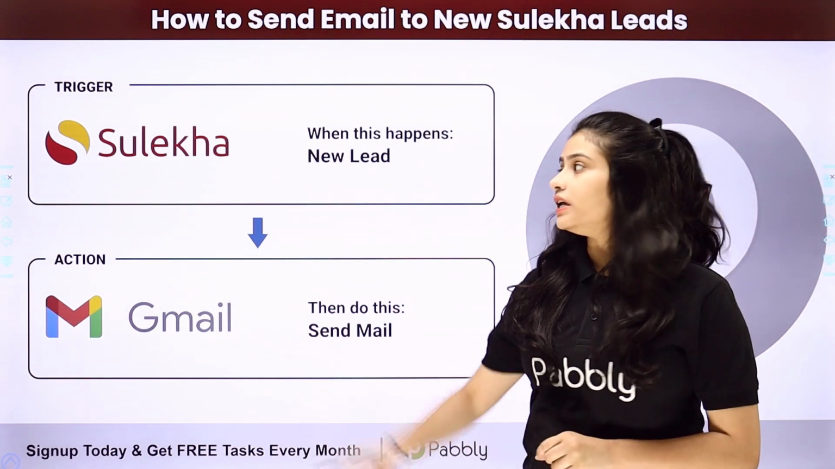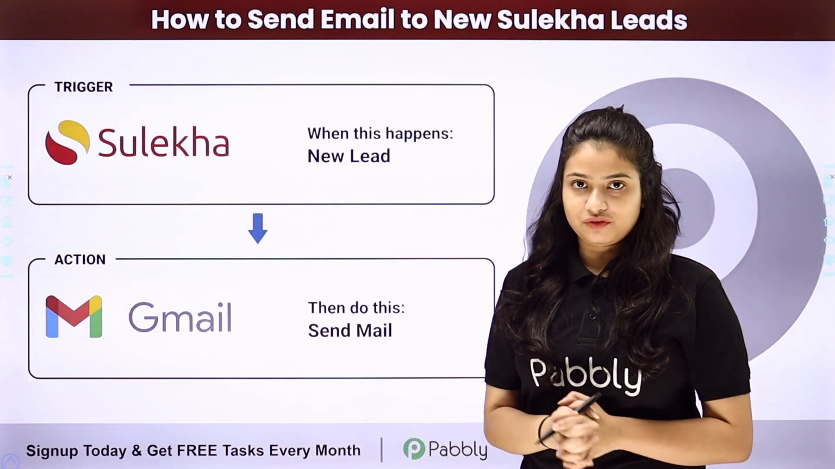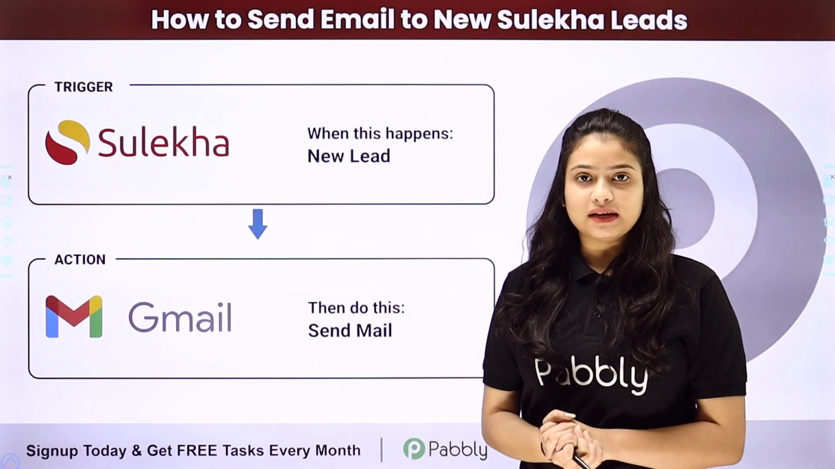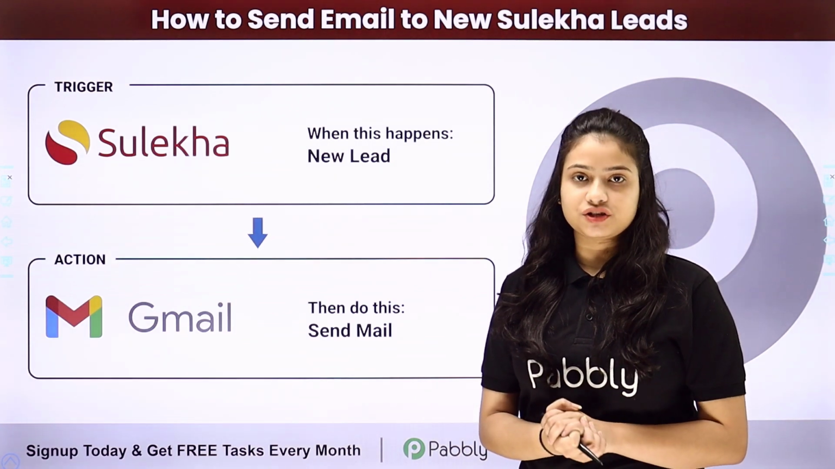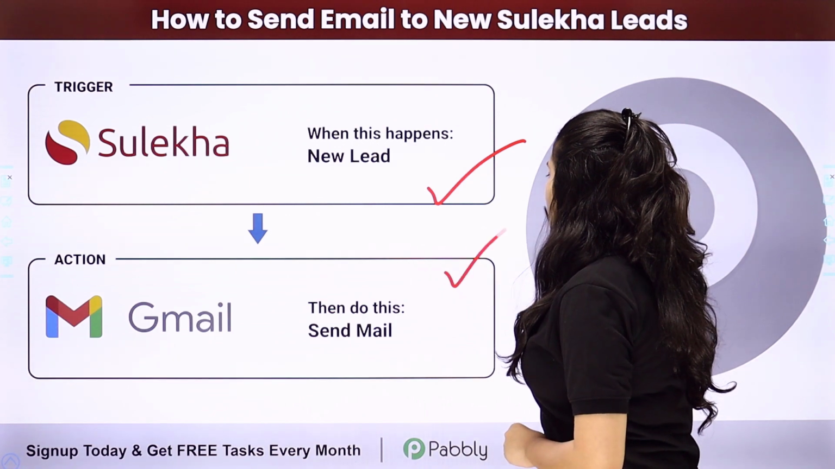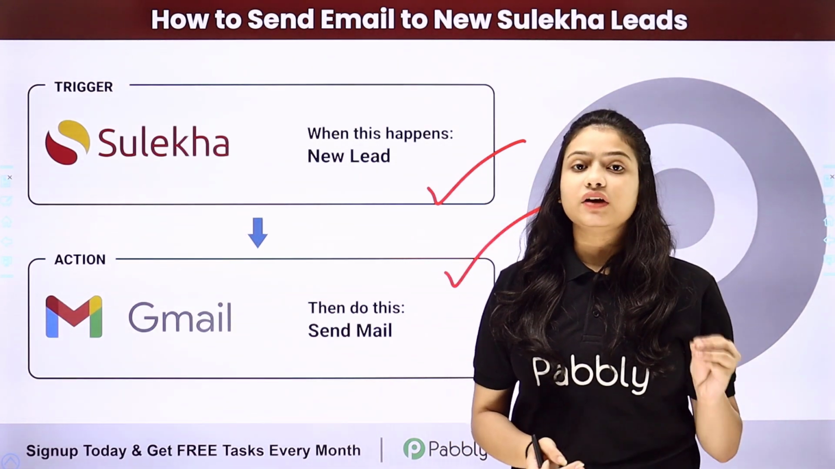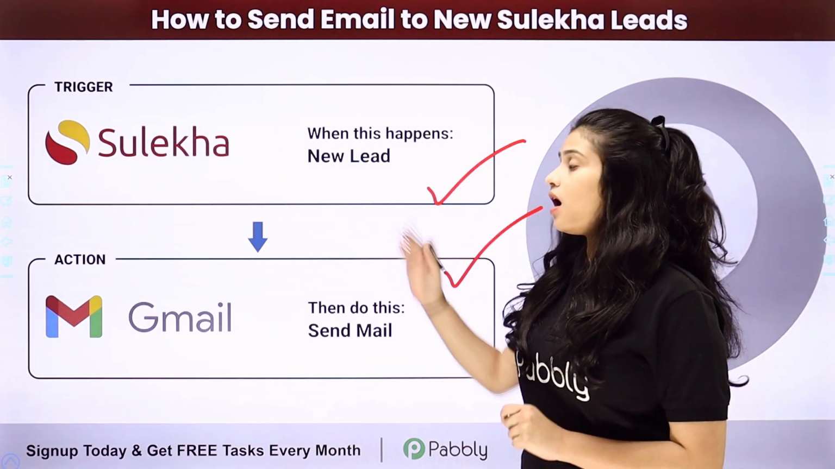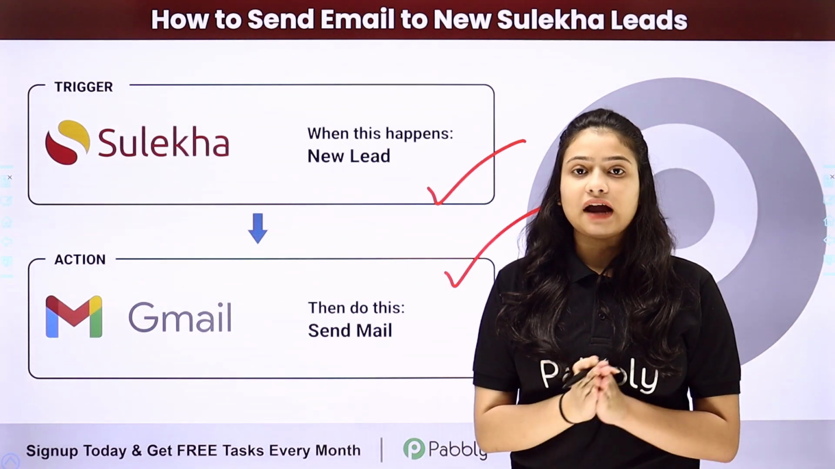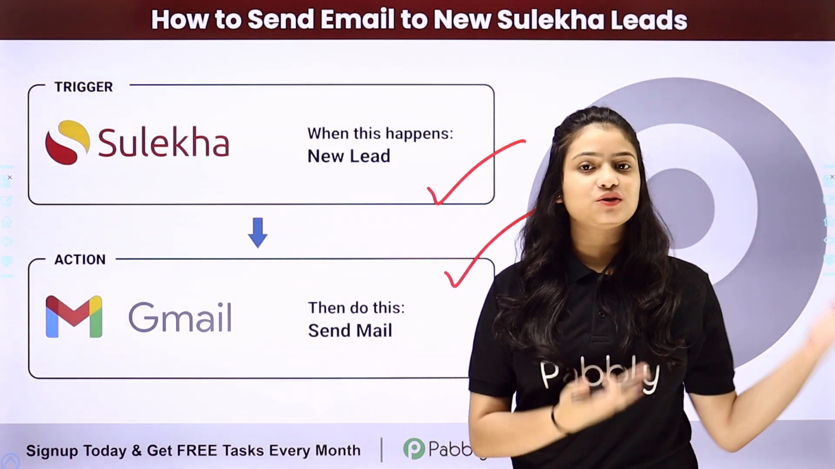For that we will have to integrate Sulekha with Gmail, and because they do not have any kind of native integration between them, therefore we are going to use Pabbly Connect, which is an amazing automation and integration software. Now what we are going to do, we have Sulekha in our trigger and Gmail in our action. So we will be connecting both of them by using Pabbly Connect in such a way that whenever a new lead will be generated through Sulekha, automatically an email will be sent to that new lead through Gmail. And to learn this entire automation step by step, let me take you all to my screen.